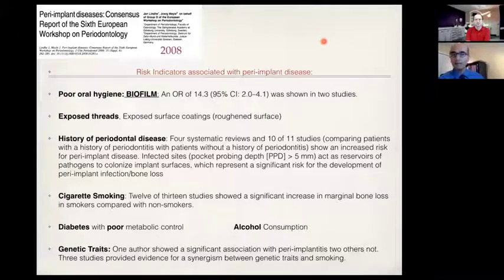Smoking is a risk factor for periodontal disease as well. Poor diabetes control too. There are some studies about alcohol, and some studies have shown some people may have more tendency to develop peri-implant infection because of their genetic traits. But these are all risk indicators. They don't mean that these are risk factors, because we haven't established a cause-effect relation between these elements. But they are important to be understood and taken into consideration when we're planning for implant dentistry.